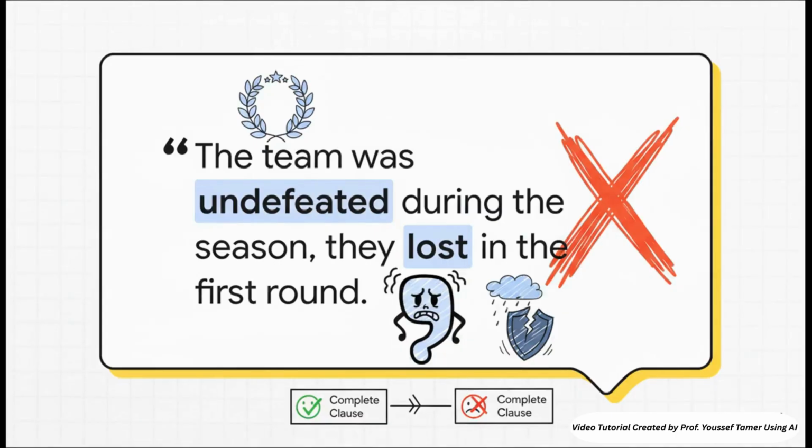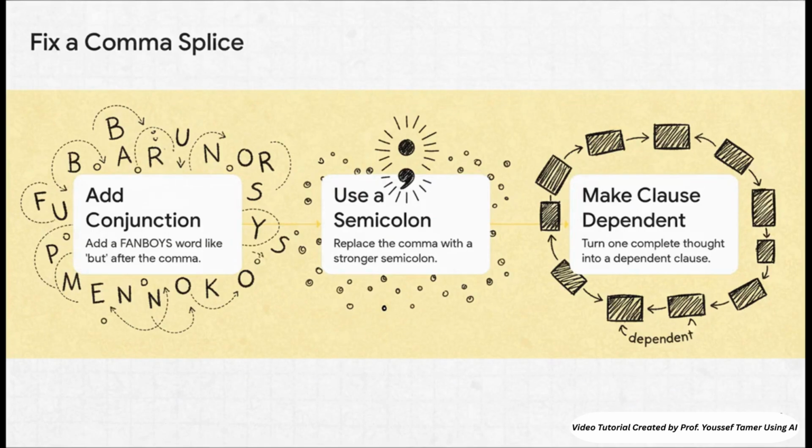Just look at this example. The team was undefeated during the season. That's a complete thought. They lost in the first round. Also a complete thought. That poor little comma in the middle is just buckling under the pressure. That, my friends, is a classic comma splice. But fixing it is actually really easy. You've got three simple options. One, add a FANBOYS word, like but, right after the comma. Two, just swap that weak comma for a strong semicolon. Or three, you can change one of those complete thoughts into a dependent one. Three easy fixes for a much stronger sentence.